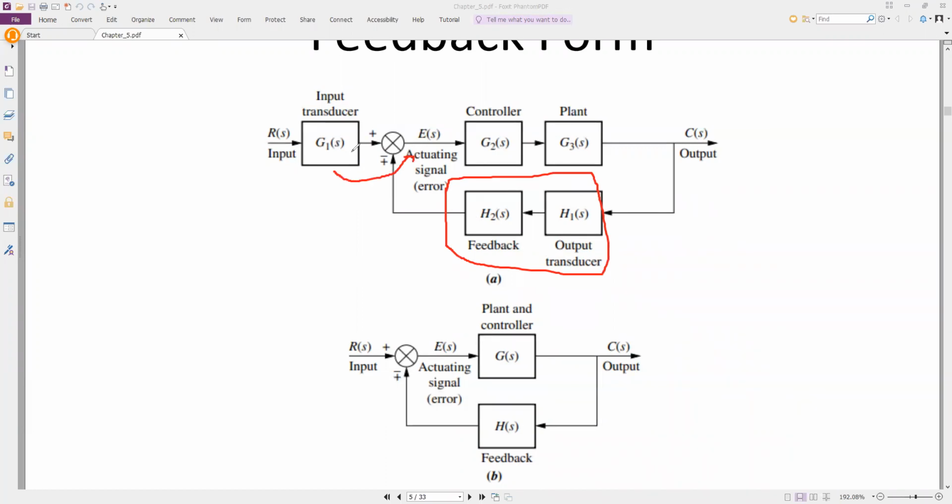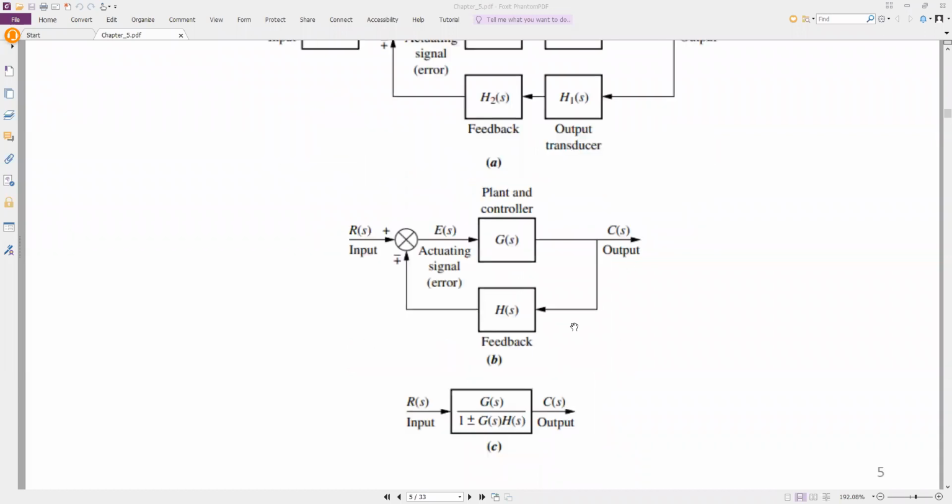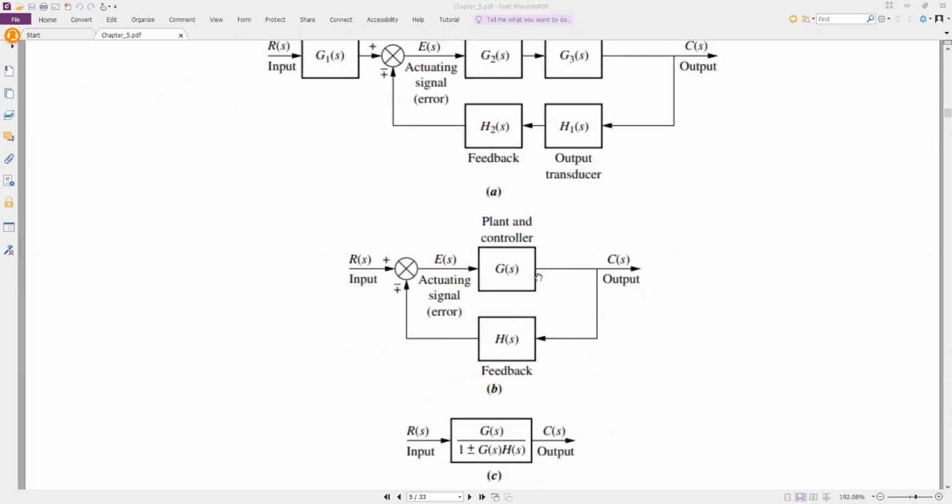add here. We'll come here. Then finally they got this one, and after that they got this one. For this kind of figure, you can reduce it like this. Now here the thing is 1 plus minus GS into HS.